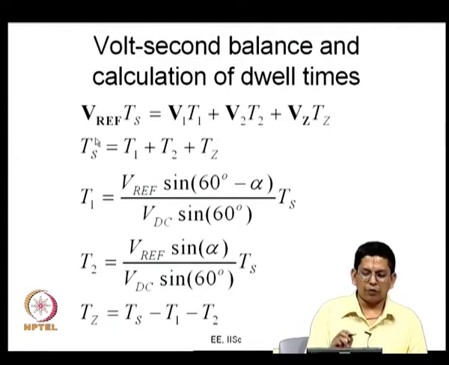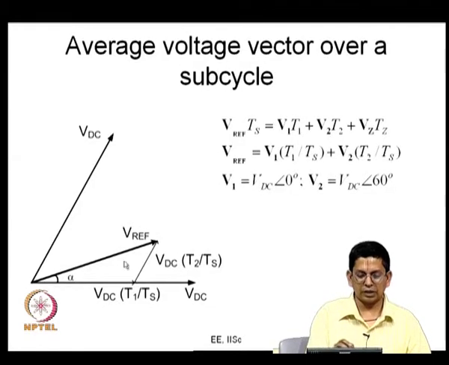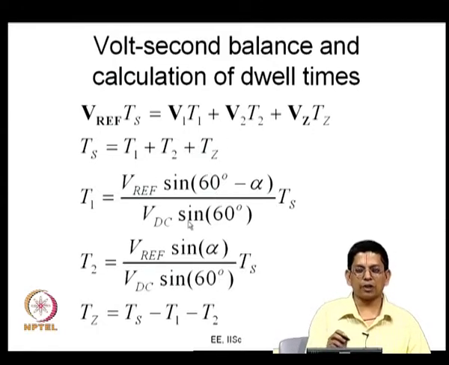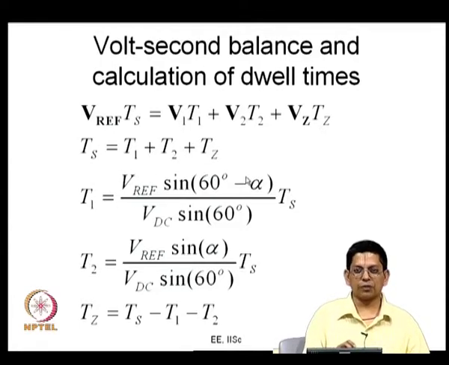For a particular value of the Vref vector, which is a magnitude Vref and angle alpha, what should be the values of T1, T2, Tz? You can decompose them along the alpha axis and beta axis, and you can derive these expressions, which we can call dwell times. T1 is the time for which vector V1 should be applied, T2 is the time for which vector V2 should be applied, and Tz is the time for which the null vector should be applied. T1 and T2 can be calculated like this; they depend upon the magnitude Vref and angle alpha of the reference vector.